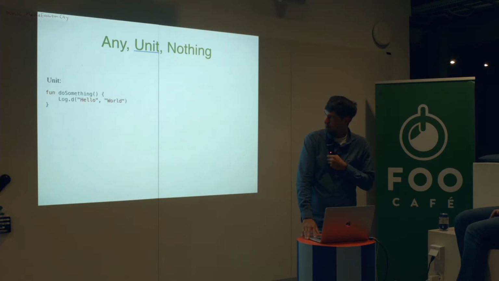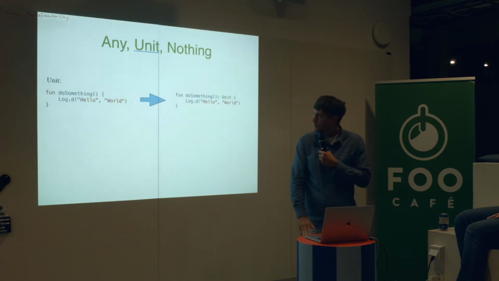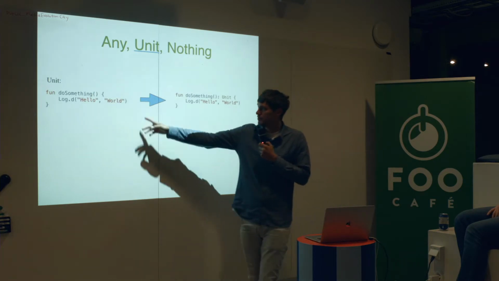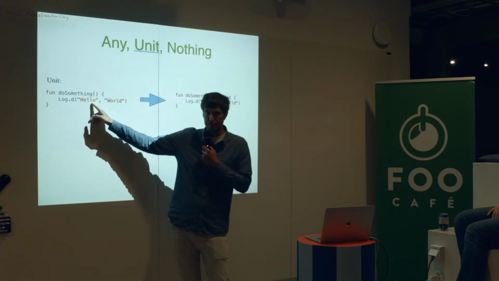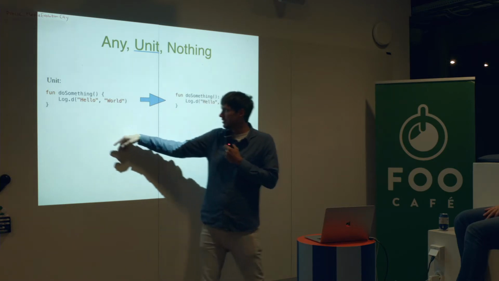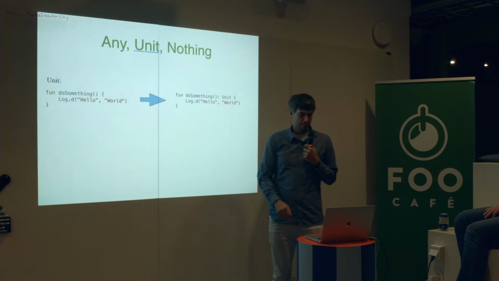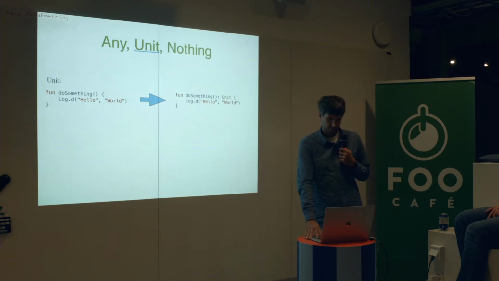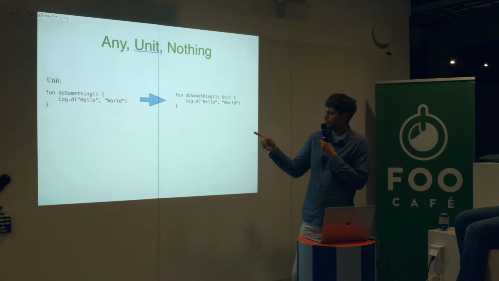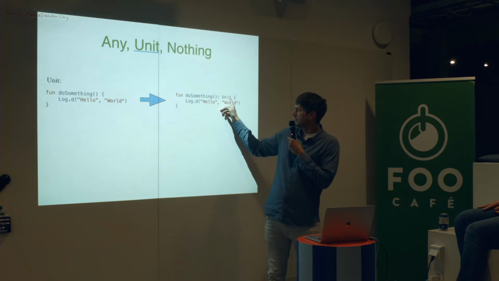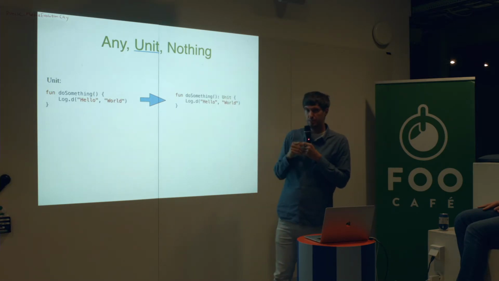And here's an example where Unit is inferred by the compiler. Here we don't return anything of interest. We're just logging something, but the return type will then be Unit. If log were to return Int, then the type here would be inferred to Int.